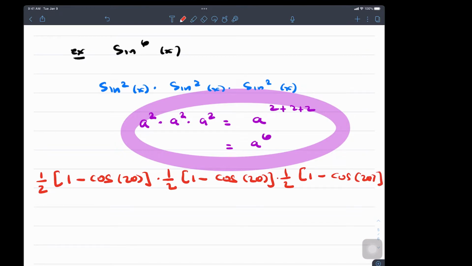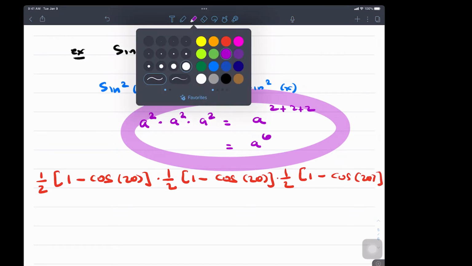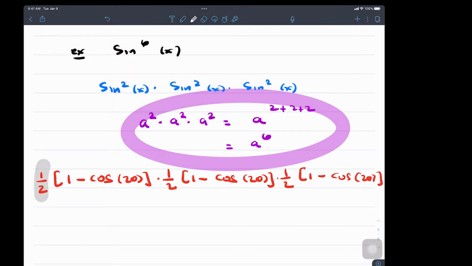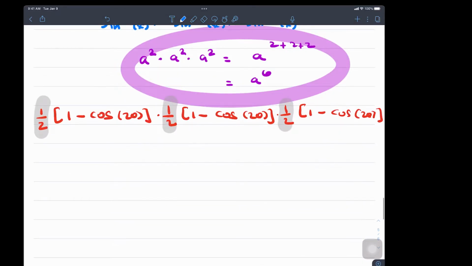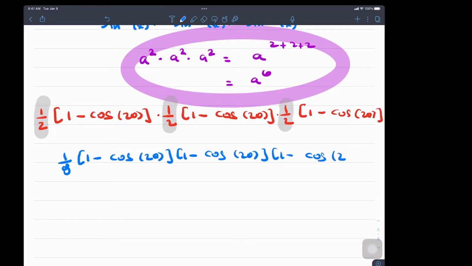Okay. So what I'm going to do now here is this. Let me remind you guys. This is 1/2 times 1/2 times 1/2 because the order in which you multiply doesn't matter, right? So aren't you going to get 1/8? 1 minus what? Cosine double theta. 1 minus cosine double theta, 1 minus cosine double theta.